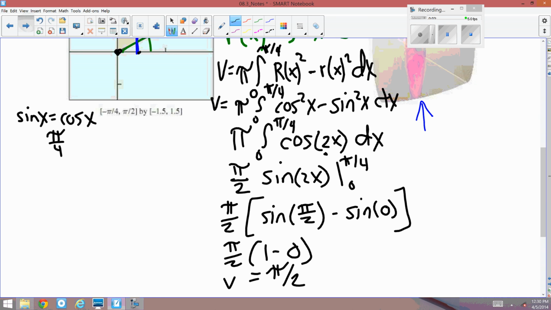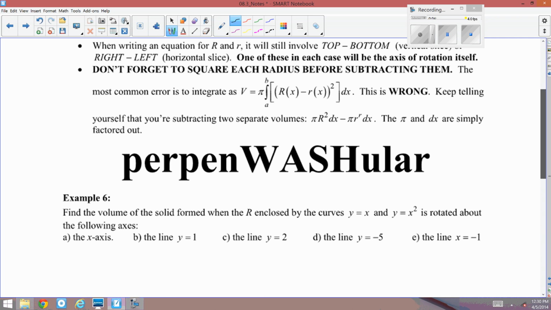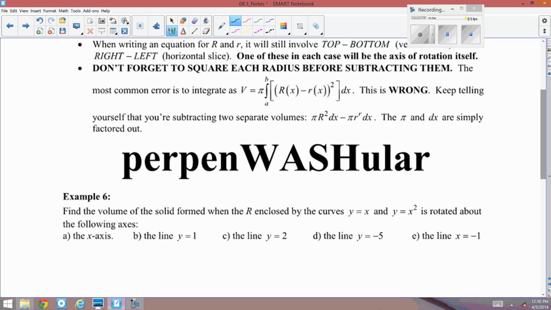So the key points to this: draw a picture. Every single time, anytime we're doing volumes, you need to draw a picture. Your cross sections must be perpendicular to the axis of rotation. Before trying to come up with an equation, draw big R and little r. It will help you. Remember, it's top minus bottom or right minus left. And don't forget to square each radius before subtracting.